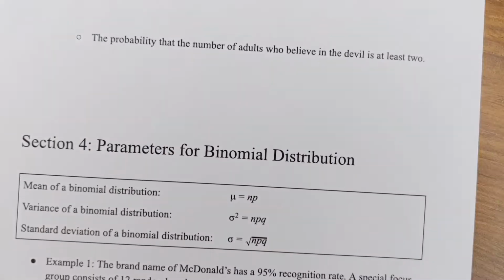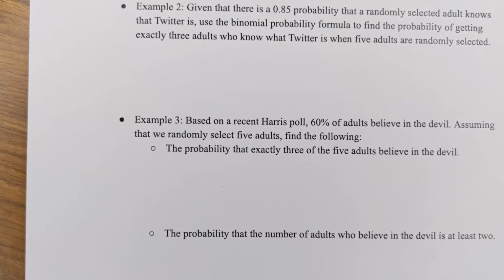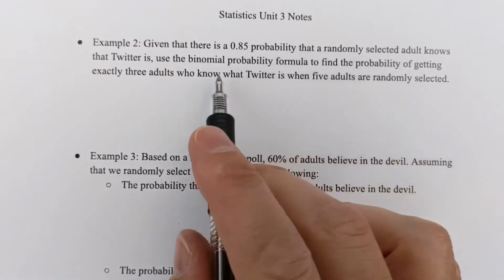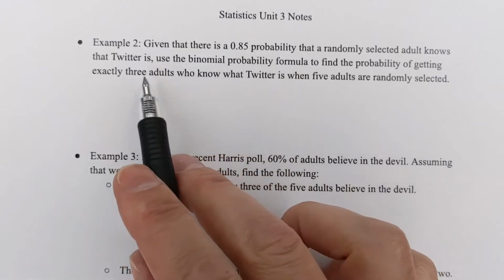Okay, so example 2. Given that there is a 0.85 probability that a randomly selected adult knows what Twitter is, I'm getting exactly 3.